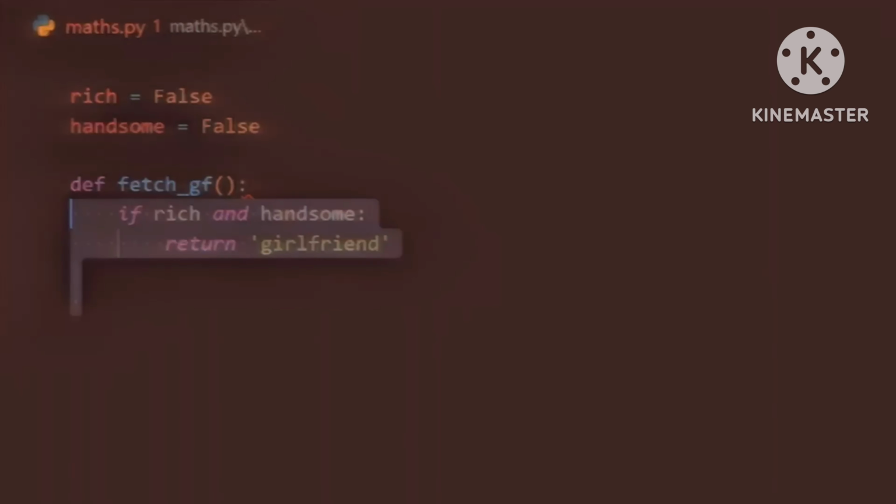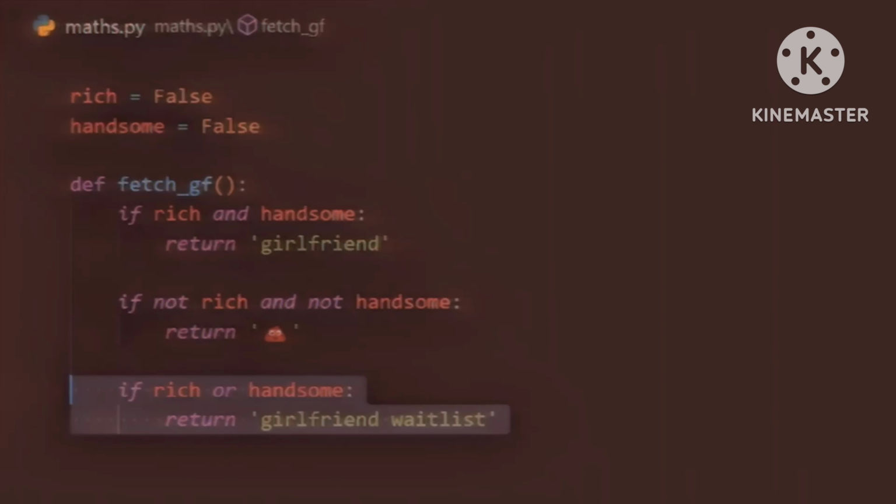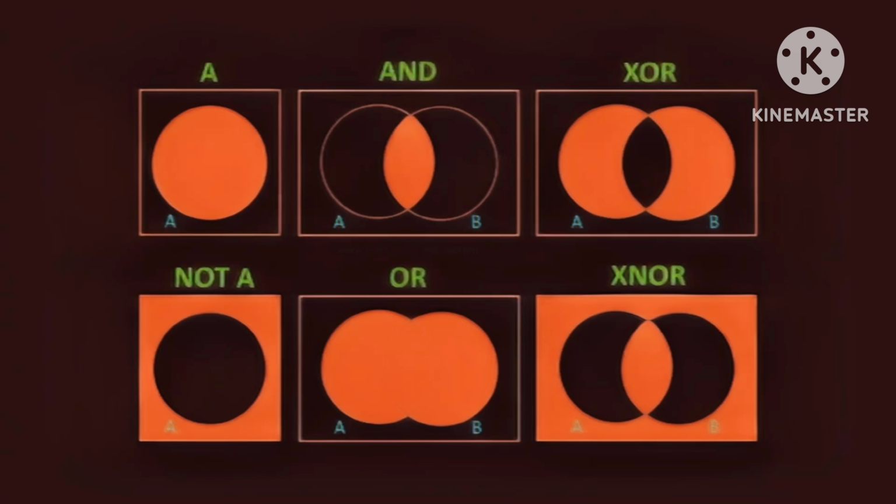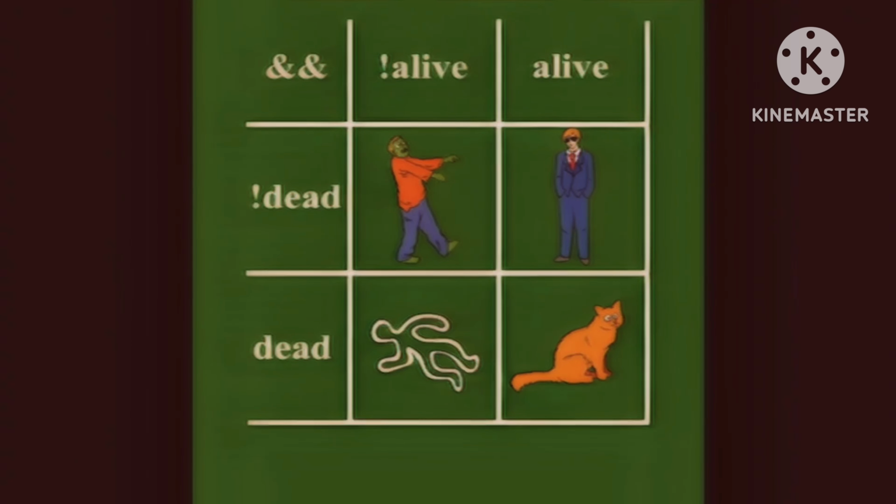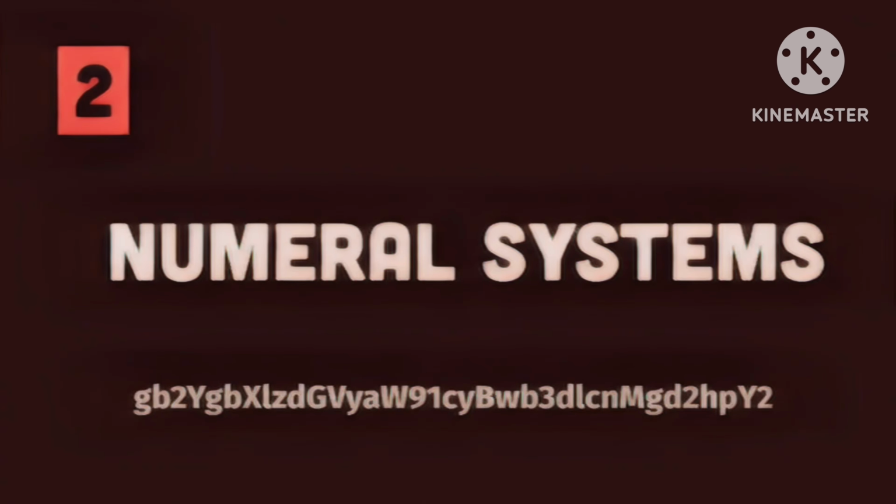We can represent this logic in code with things like if statements, but we can also do it visually with Venn diagrams like you've been doing since grade school. And you can also create truth tables like this one here, which comes in handy in zombie apocalypse type situations. But that brings us to concept 2, numeral systems like base 2.